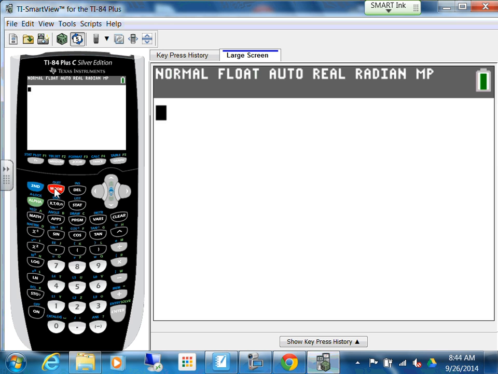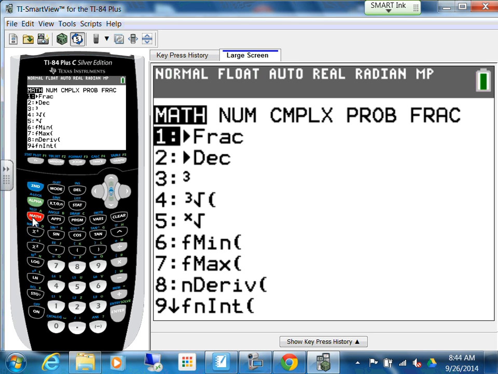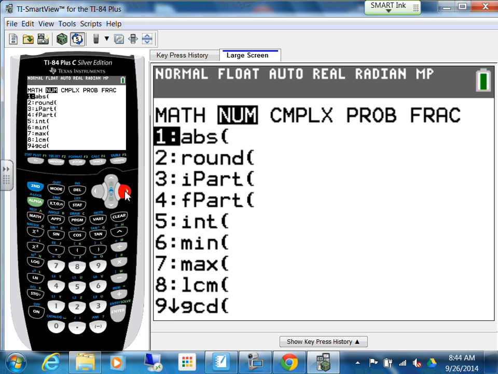Go to your home screen on your calculator, and we're going to type in that absolute value expression. The absolute value bars are here. Push the math button, push the arrow key to the right, and there it is, number 1. That's where absolute value is. So when you need it, that's where we'll go get it.